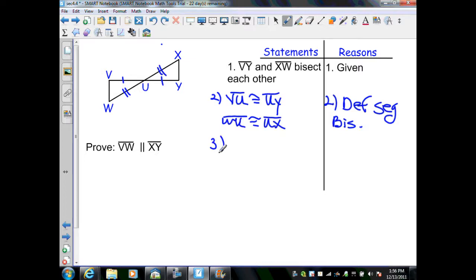Step 3. I know that angle VUW and XUY are vertical angles. So I can state that angle VUW is congruent to angle XUY. And that is true because of the vertical angle theorem.